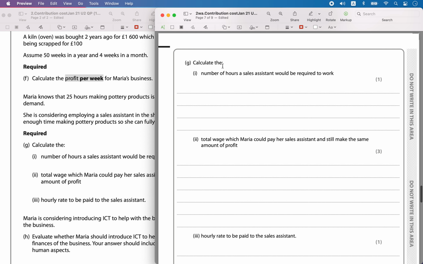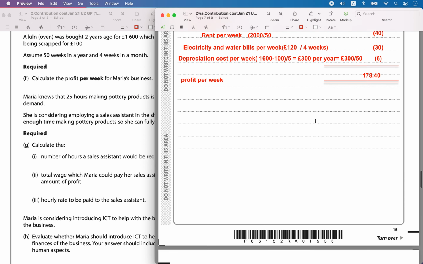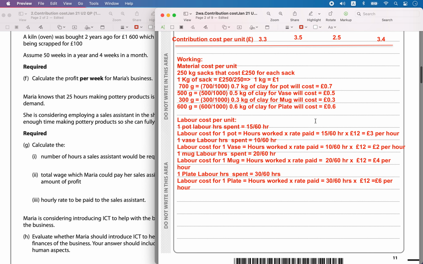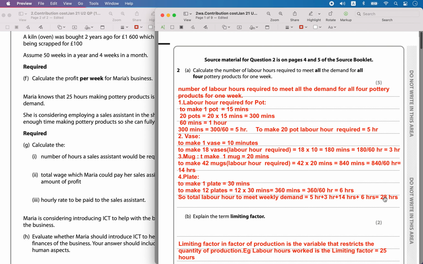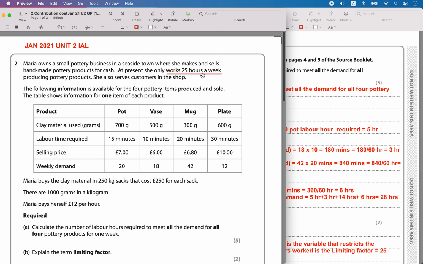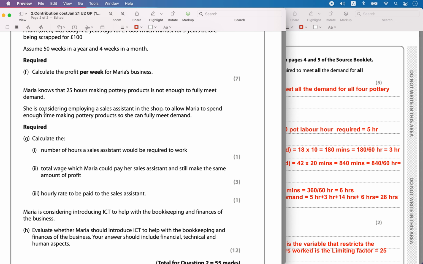Okay. Then part G of the question says calculate the number of labor hours a sales assistant would be required to work. Maria knows that 25 hours making pottery products is not enough to fully meet the demand, because she is working less than the total labor hours required. We saw in the first question that it requires 28 hours, but Maria is able to work only for 25 hours. So that is a constraint.